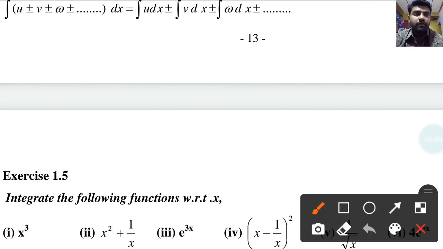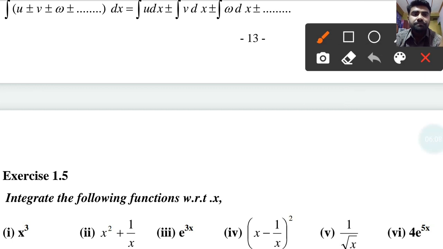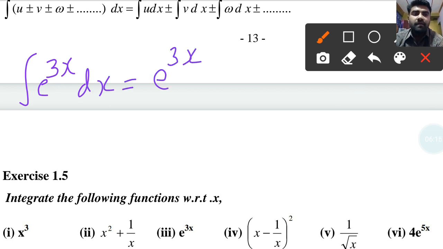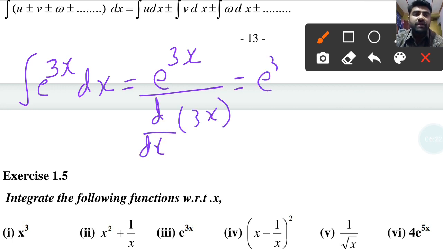Now for third, integration of e raised to 3x dx. So e raised to 3x as it is. Now d by dx of 3x. So e raised to 3x upon 3, as 3 is constant, dx by dx is 1. So that is the answer of the third one, right?